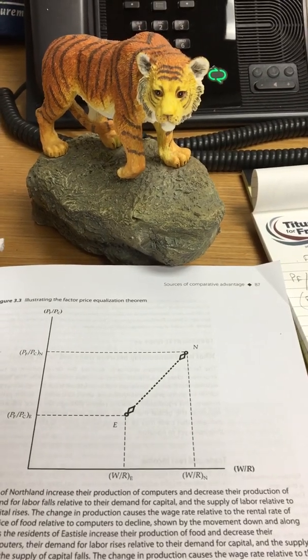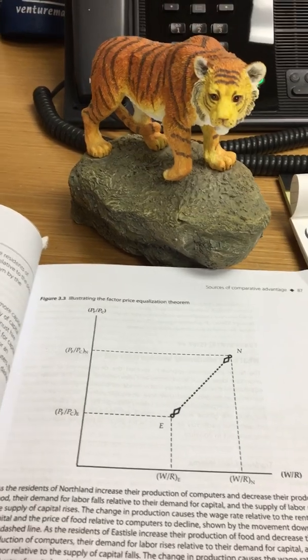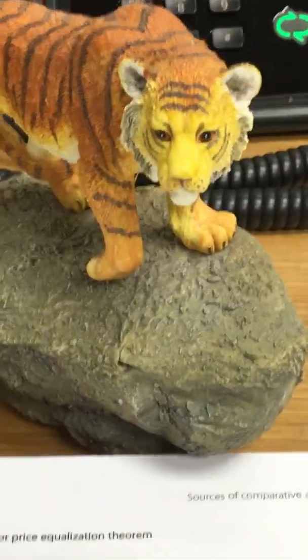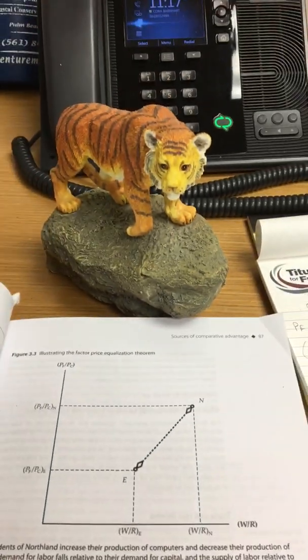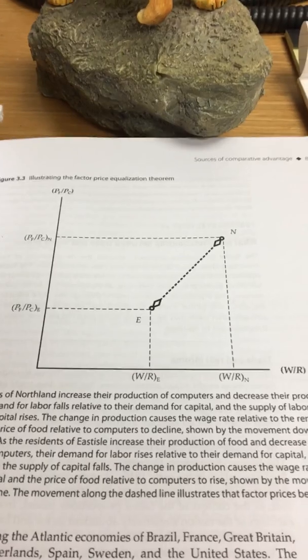So as promised, we are going to take a look at page 87, figure 3.3. Got my eye at the tiger there, because we all know tigers are good, especially if they come from Clemson.